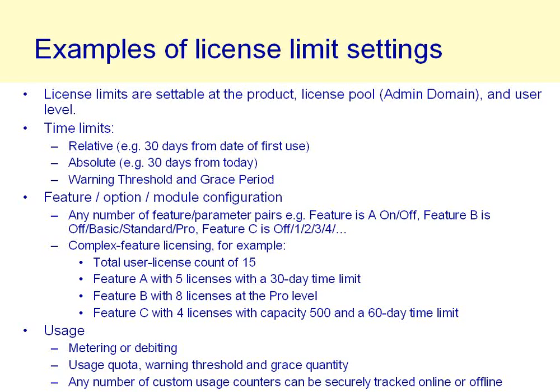As with a time-limited license, you can set up a warning threshold and a grace quantity on a quota. So somebody could have a quota of 1,000 points with a warning threshold of 100 and a grace quantity of 50, for example. And you can, in fact, track any number of custom usage counters, whether online or offline. There's an interesting case study up on our website, Fair Isaac, the financial risk analysis software company, who are using Orion in just this way with quite a sophisticated offline metering application where they're locally recording usage of a number of different usage counters, and then once a month they upload that data and use it as the basis for billing.